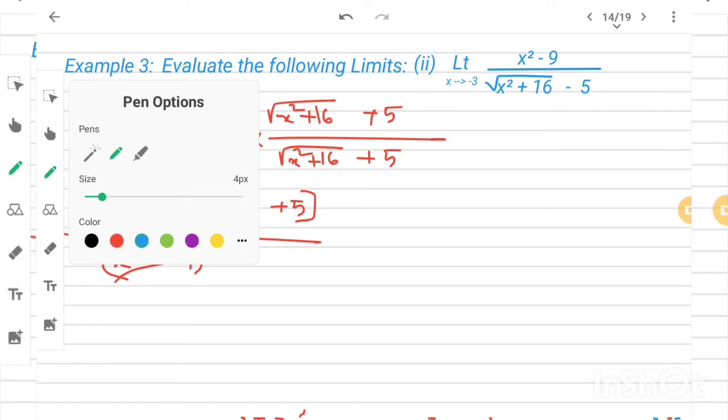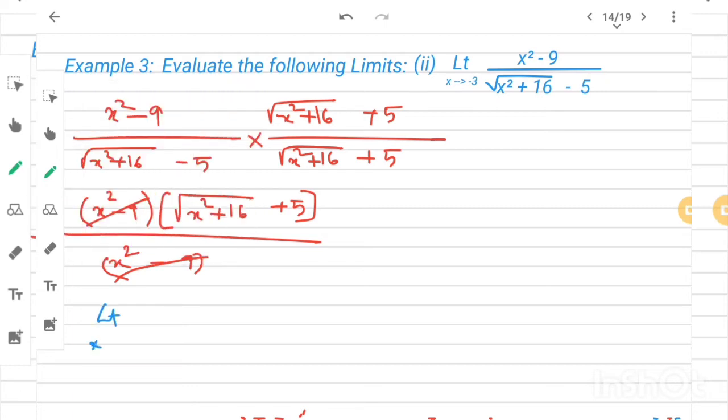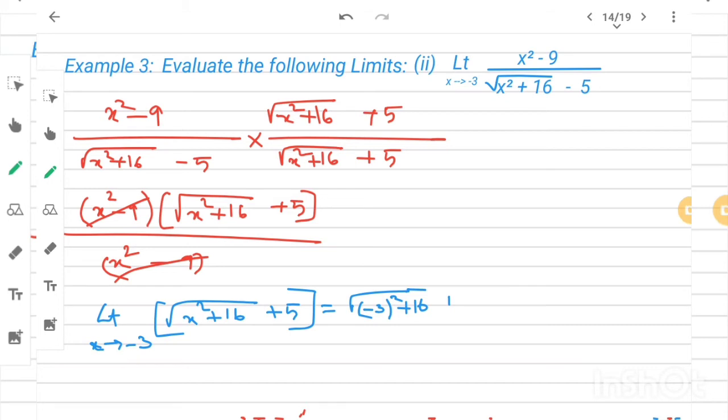So I'm going to take the limits. Limit x tends to minus 3 of root of x square plus 16 plus 5. Now we can substitute the value of x is equal to minus 3. What will happen? Root of minus 3 the whole square plus 16 plus 5. So minus 3 the whole square is 9. 9 plus 16 is 25. So you will get root 25 plus 5. Root 25 is 5. 5 plus 5 becomes 10.